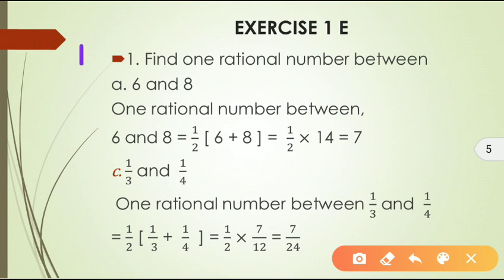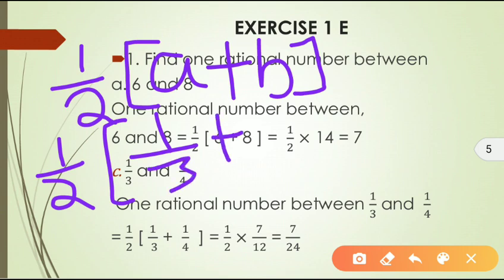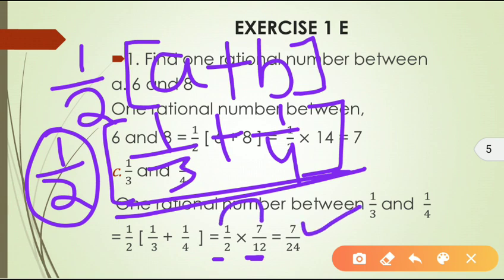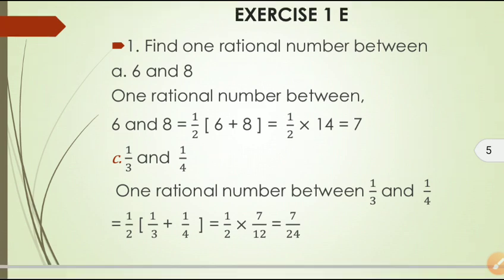First write down 1 upon 2 in bracket a plus b. In the place of a write 1 upon 3, and in the place of b write the second rational number, which is 1 upon 4. When you solve this bracket you will get this, and 1 by 2 will be as it is. Now multiply the numerator 7, multiply the denominator 24. Means 7 by 24 is the rational number between 1 upon 3 and 1 upon 4. So this was the mid value method.